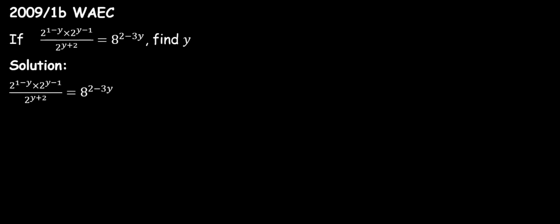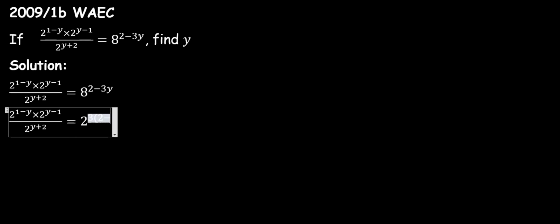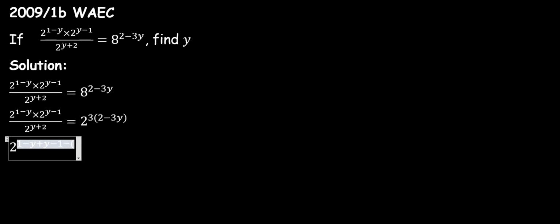So, we express the right-hand side in 2 and its powers. That will give us 2 raised to power 1 minus y times 2 raised to power y minus 1 all over 2 raised to power y plus 2 is equal to 2 raised to power 3, with a bracket to safeguard the value that it was raised to before, 2 minus 3y. After that is achieved, applying the law of indices, we now have 2 raised to power 1 minus y plus y minus 1 minus, introduce a bracket, y plus 2, then close your bracket.